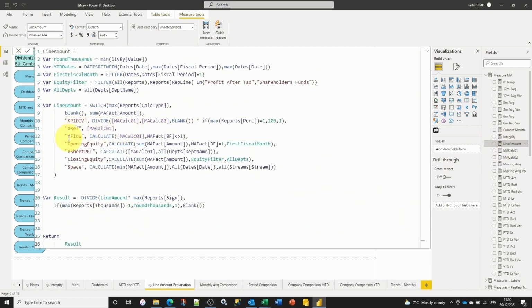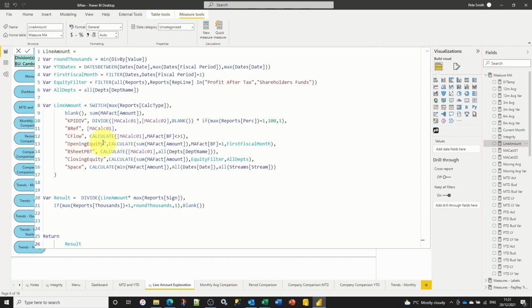Straightforward. If we're looking at cash flow, go and pick up the MA Calc 1 again. MA Calc 1 on all the cash flow numbers will be cross-referencing working capital, stocks, debtors, creditors, those sorts of things, to pick up those lines. But we only want the movement of those during the year or during the period. So we need to ignore any brought forward amounts. If you recall from the previous video, we know that our brought forwards are flagged with a 1. So we're ignoring the 1s in this piece here.